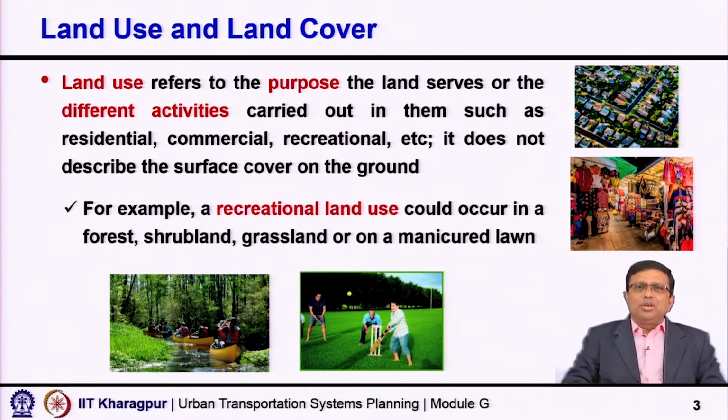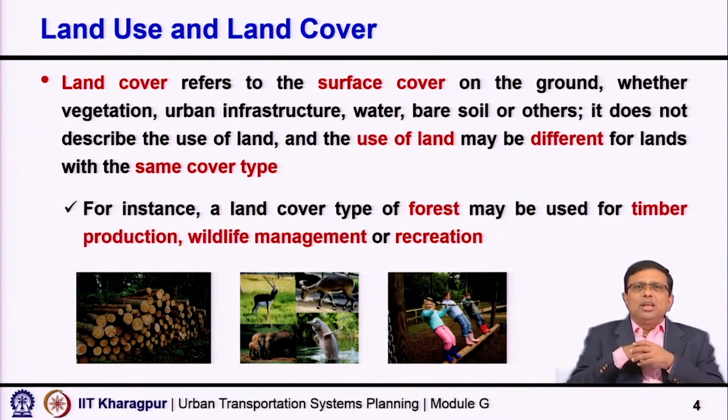A recreational land use could come from various types of land cover. Purpose-wise it is recreational, but it may be a forest, a shrubland, a grassland or a manicured lawn. So, land-cover-wise, various kinds of land cover could still be used for a single kind of land use. Similarly, land cover refers to the surface cover on the ground, whether vegetation, urban infrastructure, water, bare soils and others. It does not describe the use of the land, and the use of land may be different for lands with the same cover type. So, one land cover may be used for different purposes, and the same land use may come from different land covers. Both are possible.